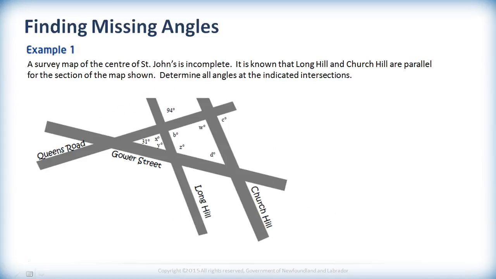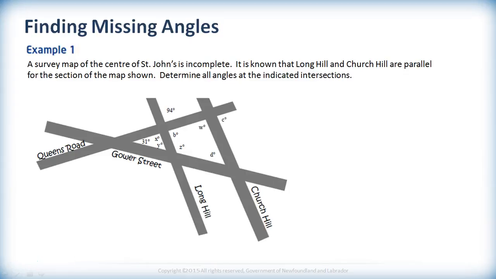So here we go. We've got a survey map of the center of St. John's, and it says it's incomplete. So it is known that Long Hill and Church Hill are parallel for the section of the map shown. Then it says we have to determine all of the angles at the indicated intersections. Okay, so there's lots of letters there that don't have any numbers associated with them. I guess we'd better go after those. So let's see what we got.